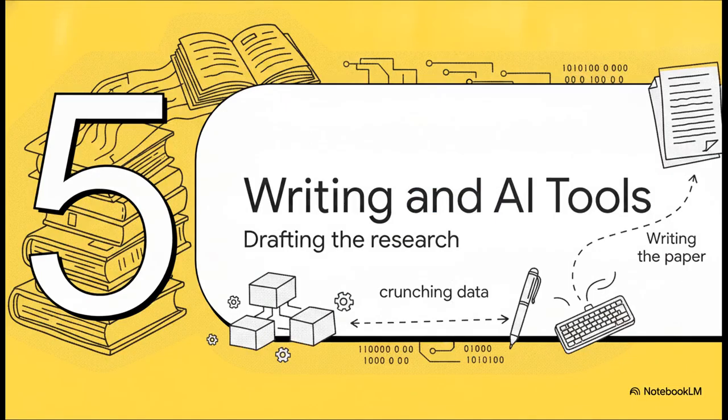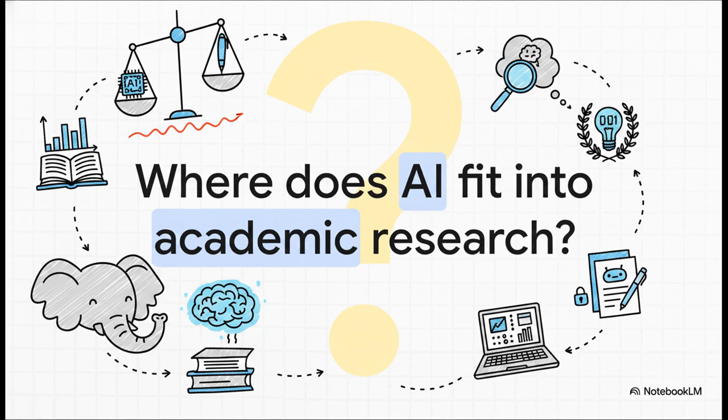All right, step 5, writing and AI tools. It is definitely time we address the modern elephant in the room. Where does artificial intelligence actually fit into an authentic research process without compromising your academic integrity? It's a very fine line between utilizing a helpful tool and committing academic dishonesty, and it's a line every modern researcher has to figure out how to walk.